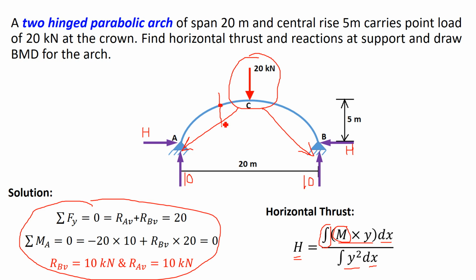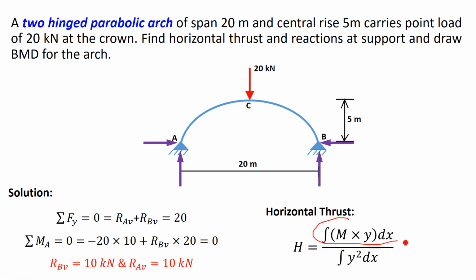Vertical distance means, suppose you select any point, its distance from the horizontal line is called the y coordinate. And x is the distance of any point in the horizontal direction, and y is the distance of any point in the vertical direction. So using this integration formula we can find out the horizontal thrust.